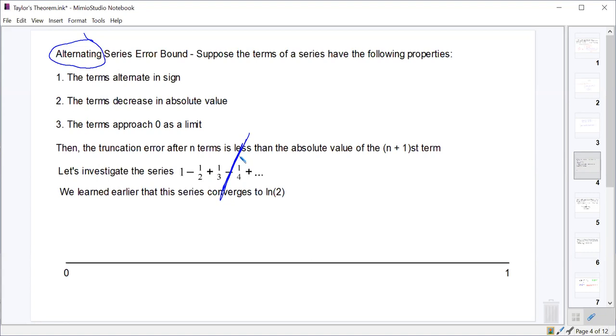If I were to truncate this series at minus 1/10, the error we would get by doing 1 minus a half plus a third minus a fourth plus a fifth and so on down to minus 1/10, the error on that for the entire series would be less than 1/11. Does that make sense? Or no?